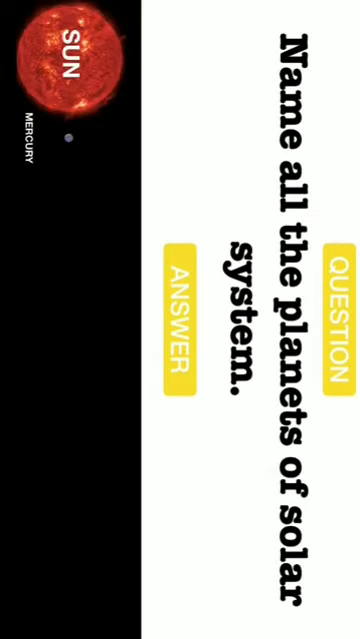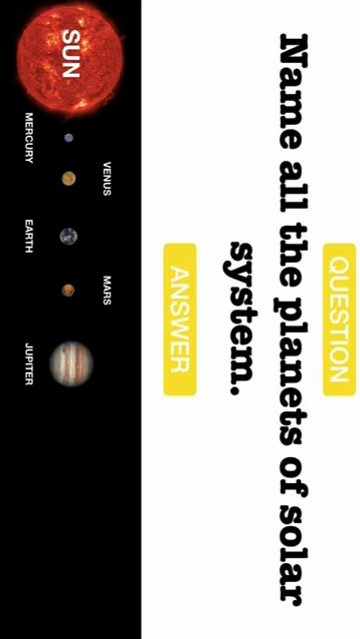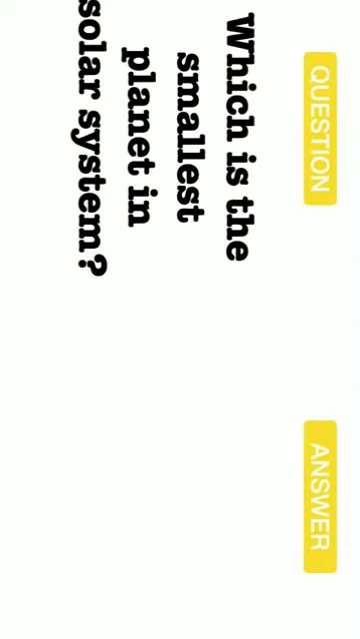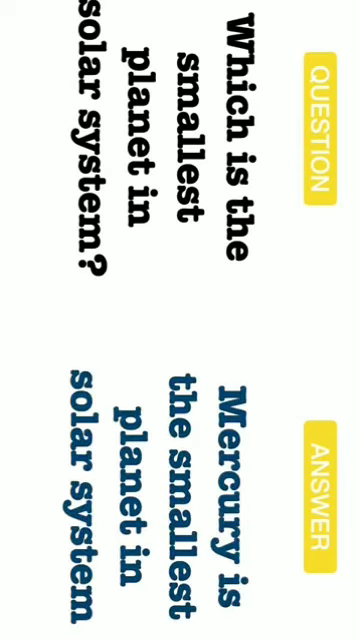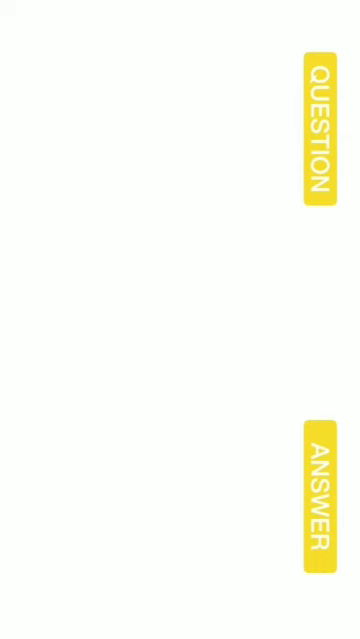Name all the planets of solar system. I will start naming them from Sun. The first one is Mercury, Venus, Earth, Mars, Jupiter, Saturn, Uranus, and Neptune. Which is the smallest planet in solar system? Mercury is the smallest planet in solar system.